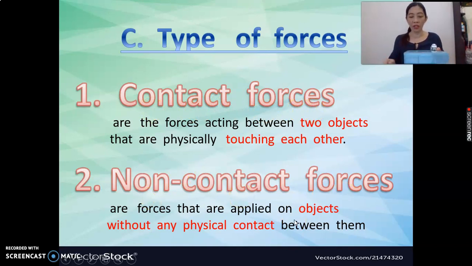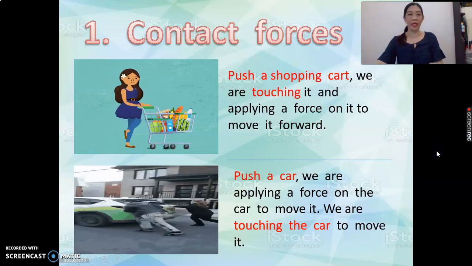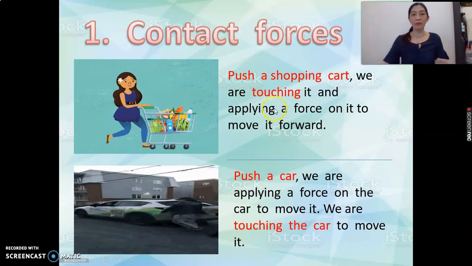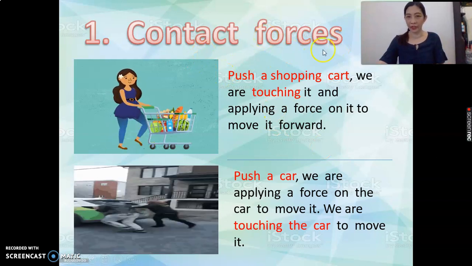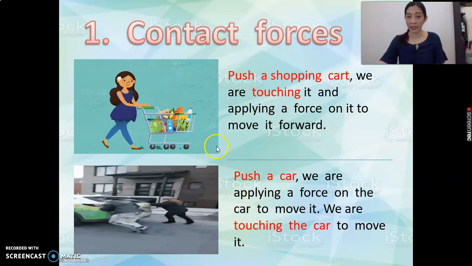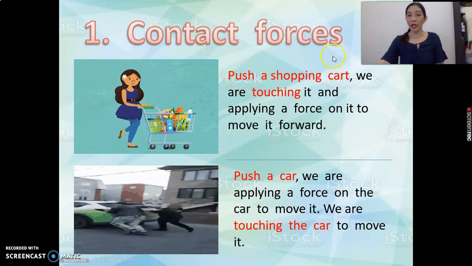Again, contact forces are touching each other. Non-contact forces are without any physical contact. Okay. Next, these are examples of contact forces.